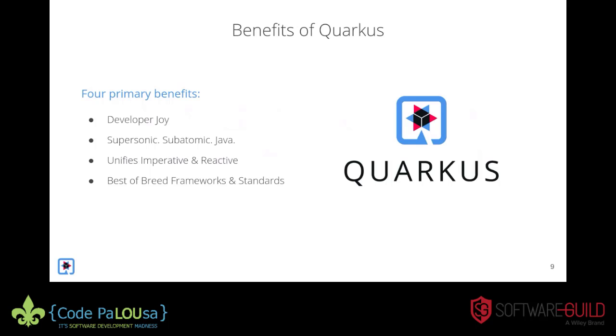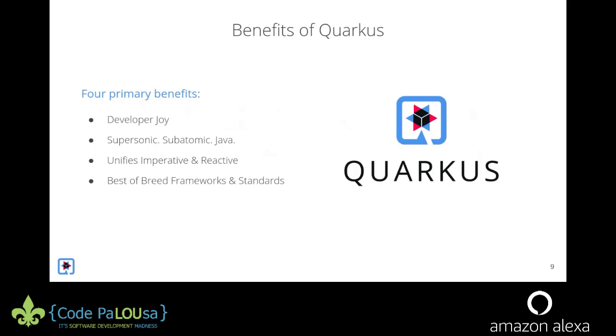Another benefit, and again we'll get into these in more detail, is that we can unify, we can actually combine 2 different development paradigms. Typically, you had to choose between imperative or reactive, and with Quarkus, you can actually use a combination of both of those paradigms.